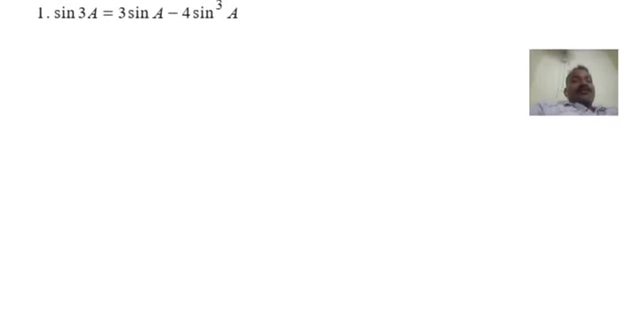Now the 3a principles. Sine 3a is equal to 3 sine a minus 4 sine cube a. The proof is very simple. If we write sine 3a as sine of 2a plus a, then apply the sine of a plus b formula, sine a cos b plus cos a sine b, and express sine 2a and cos 2a in terms of sine, then we will get 3 sine a minus 4 sine cube a.